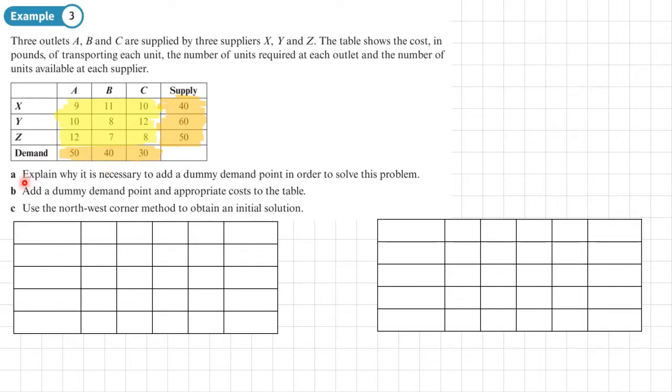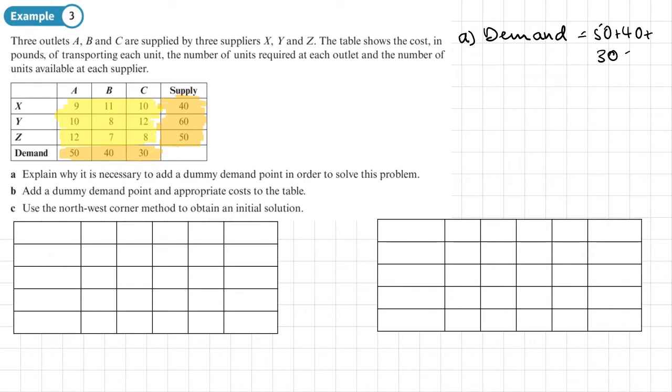So part A is asking, explain why it is necessary to add a dummy demand point in order to solve this problem. So dummies are added when we have an unbalanced problem. So let's show that it's unbalanced. Let's look at what the demand is. That's going to be 50 plus 40 plus 30. So all I'm doing is adding together these three numbers here.